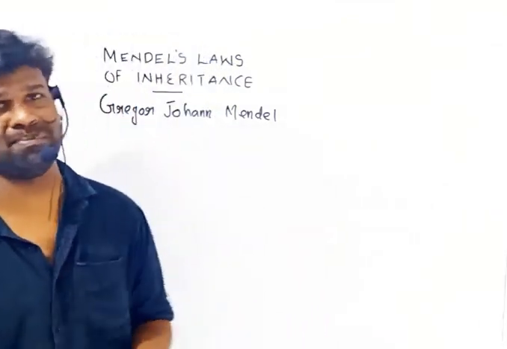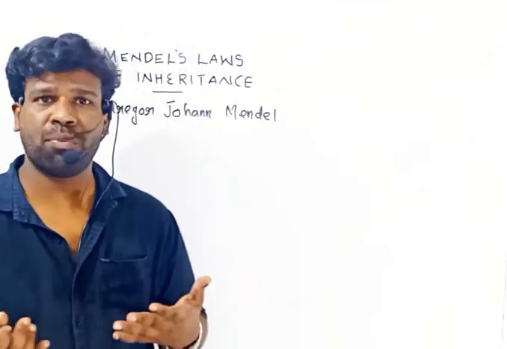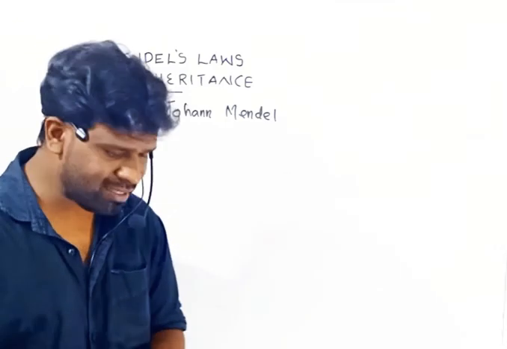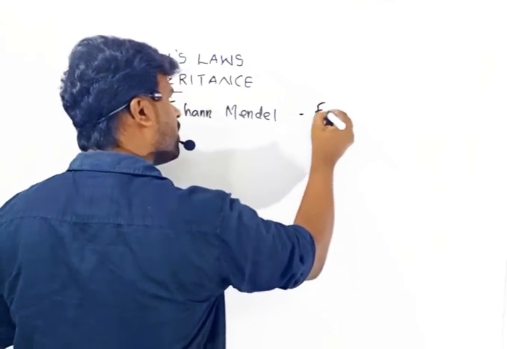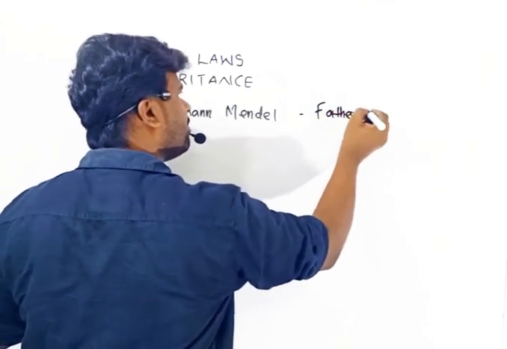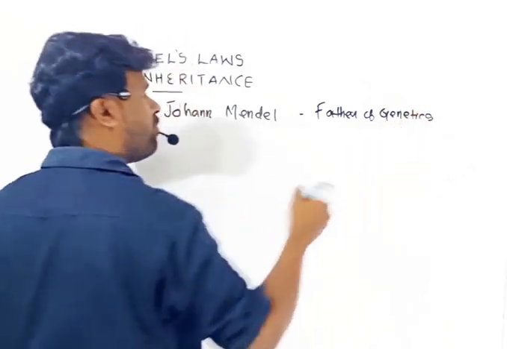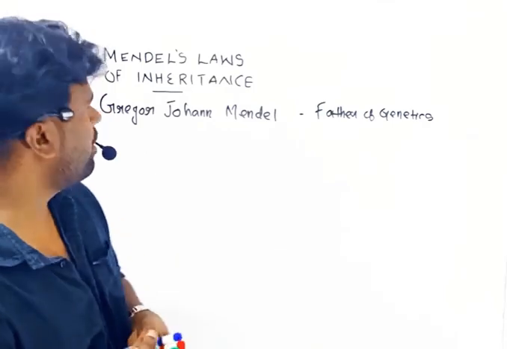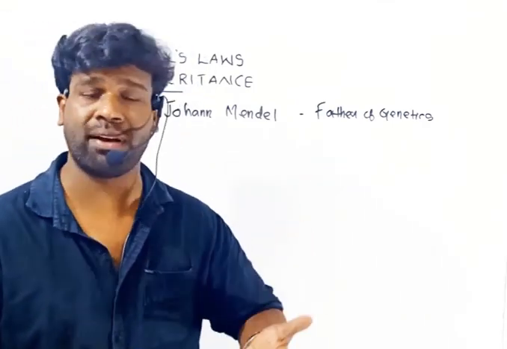It is Mendelism, because the first scientific study leading to the formation of these laws was proposed by Gregor Johann Mendel. And this Gregor Johann Mendel is considered the father of genetics, or the father of modern genetics. All his contributions in the field of genetics are called Mendelism or Mendel's laws of inheritance.